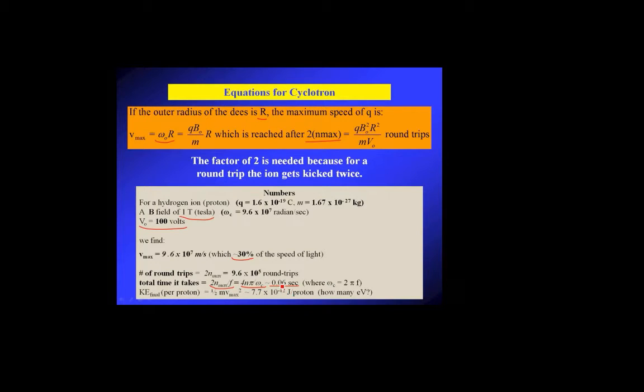Well, this seems long, but realize that it's gone around a lot of times, basically 10 to the 6th round trips. From the relationship of the velocity, the V max, we can get the kinetic energy, which is 1/2 m V max squared. And so putting in the numbers, we get 7.7 times 10 to the minus 12 joules per proton.